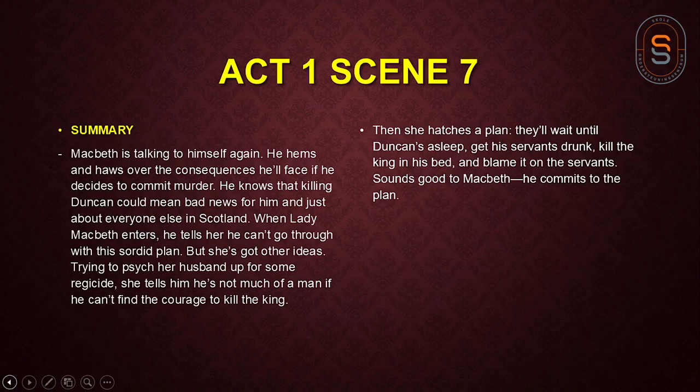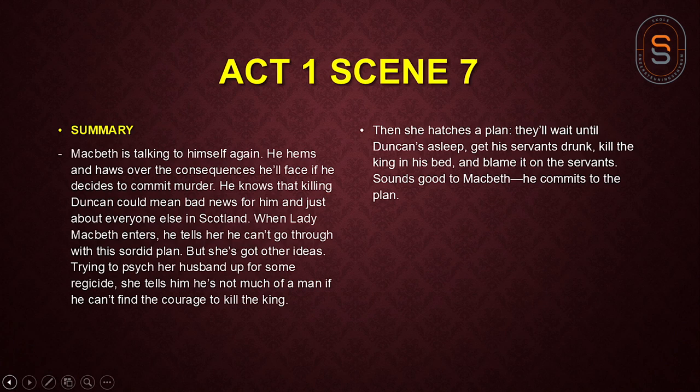Act 1, Scene 7. Macbeth is talking to himself again. He hems and haws over the consequences he'll face if he decides to commit murder. He knows that killing Duncan could mean bad news for him and just about everyone else in Scotland. When Lady Macbeth enters, he tells her he can't go through with this sordid plan. But she's got other ideas.